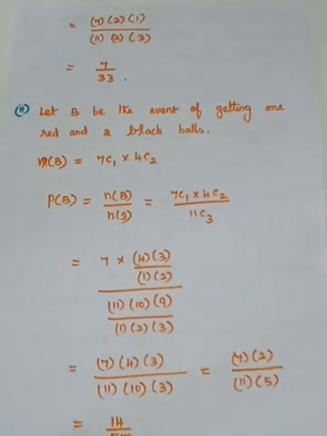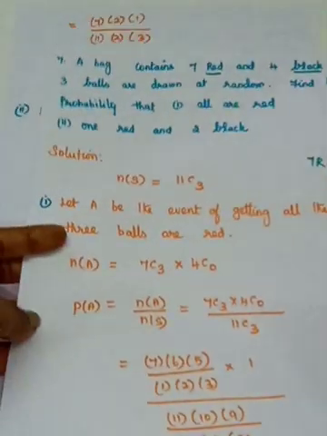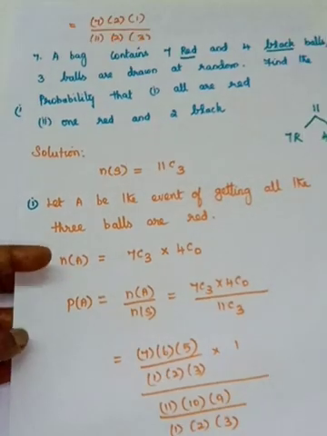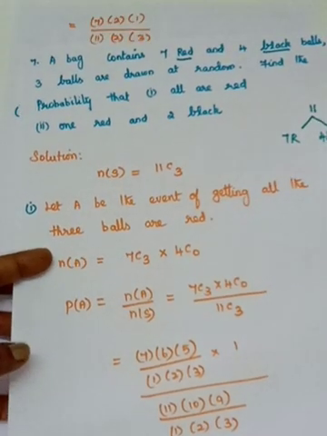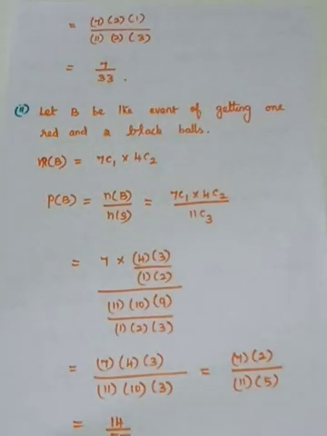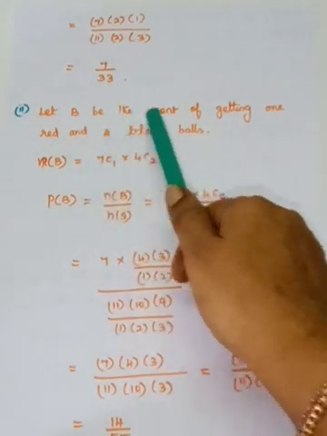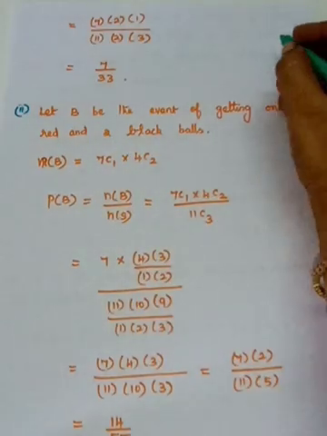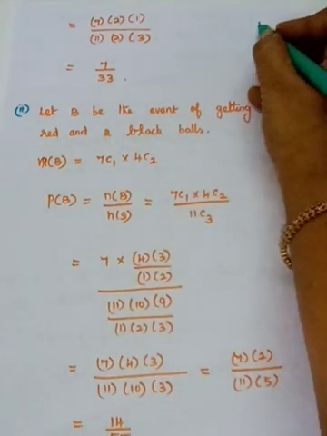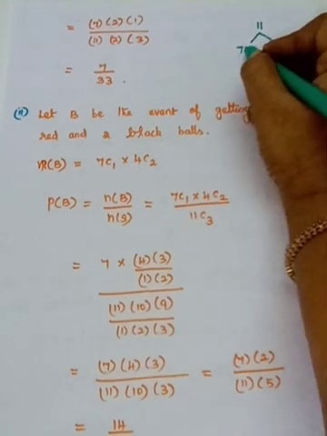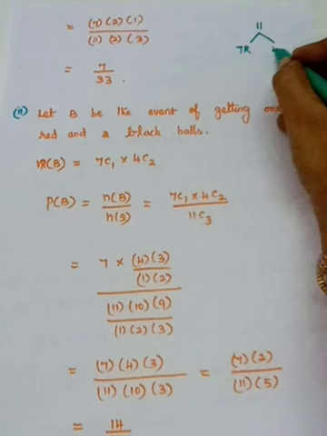Okay, coming to the second subdivision. What is asked? It's 1 red and 2 black balls. So 3 balls, 1 ball is red, another 2 balls are black. So first you could denote, let B be the event of getting 1 red and 2 black balls. So see that totally how much? 11 balls. Out of 11 balls, 7 red balls and 4 black balls.